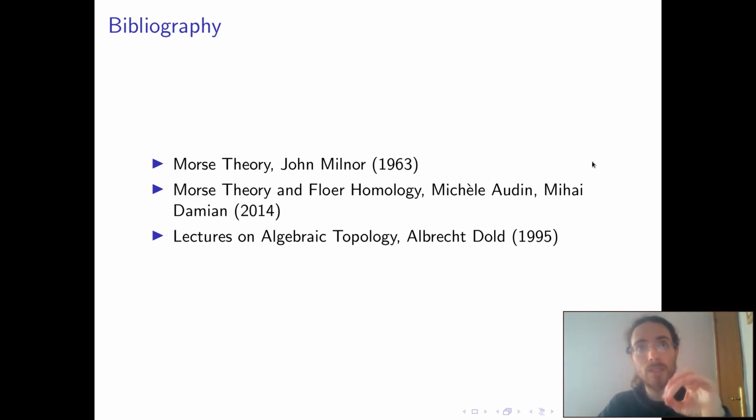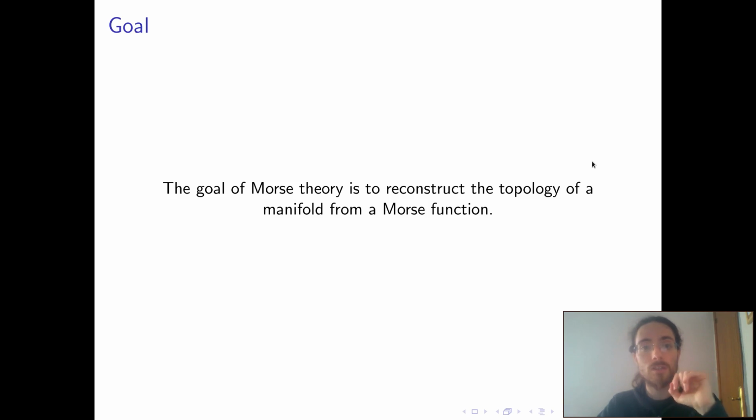as said in the notes, the goal of Morse theory is to reconstruct the topology of a manifold using a Morse function. And this is a very good way to summarize this. The idea is that to understand topologically, of course, a manifold, you use a radiography of it given by the critical points of a function.